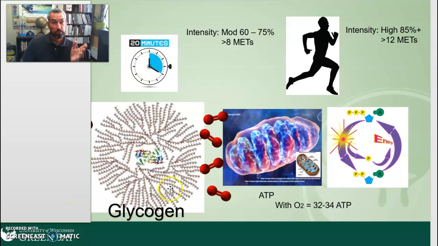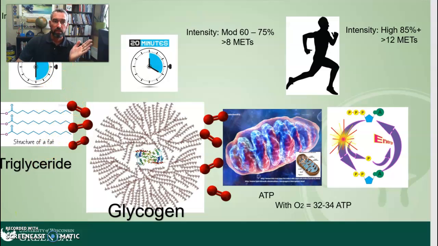Our body's going to primarily use our glycogen for energy, plus that oxygen. So now with that combination, we can make about 32 to 34 ATP of energy. If activity goes beyond 20 to 30 minutes of sustained activity, again, the intensity has to drop even more. So we're thinking about distance running now.